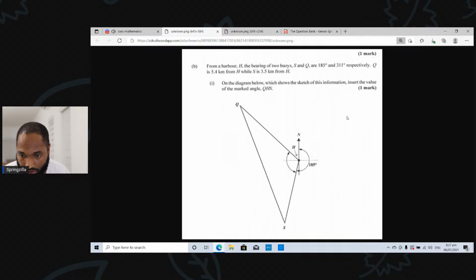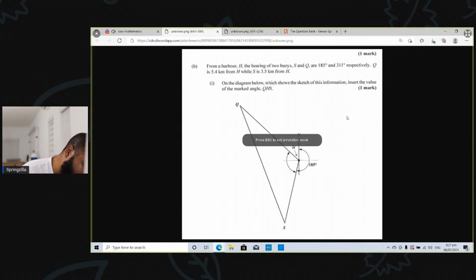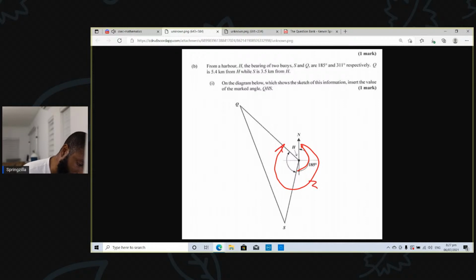Let's zoom out. Nice. From harbor H, the bearing of two buoys, S and Q, are 185 and 311 degrees, respectively. From H, right? 185, and this whole big thing is 311. Okay, I know everything. Q is 5.4 kilometers from H, while S is 3.5. So this is an easy question. So this distance here is 3.5, this distance is 5.4.